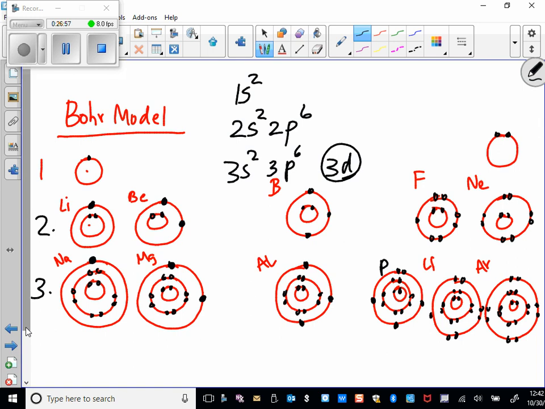So, before I explain why it's only 8 on the outer shell, I'll come back to that in a little bit. I want you to see a pattern. Are you seeing a pattern? How many electrons are there in the outermost shell? 1, if it's group 1. How many electrons are there in the outermost shell if it is group 2? 2. Remember, we are skipping the D block. Are you with me? I skipped the D block altogether, and now I'm in the P block.